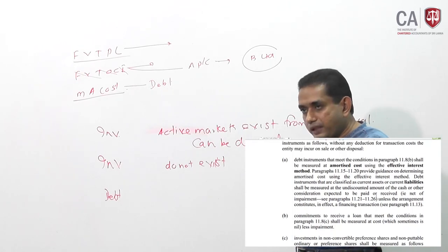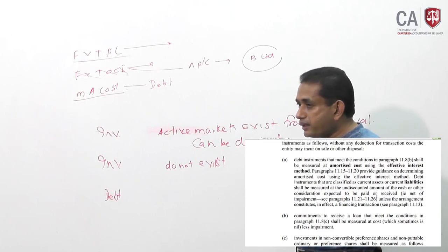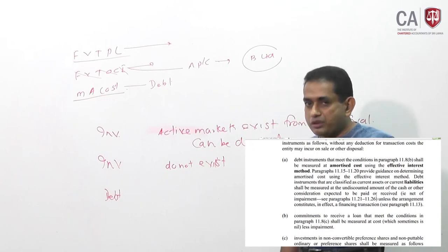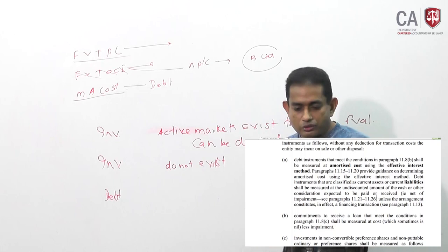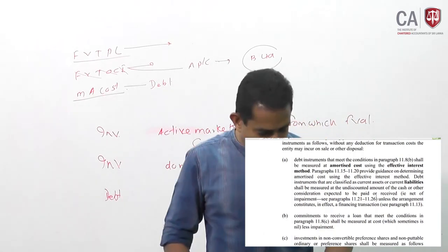And if it is an equity investment for which active markets do not exist and you cannot determine the fair value without undue cost and effort, then you initially measure them at the transaction price and subsequently at cost. So that is how it was summarized. And let's move on.